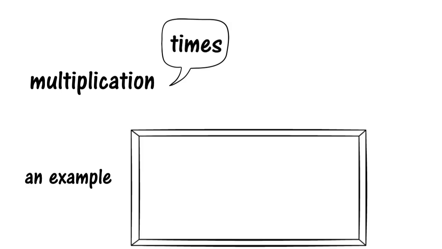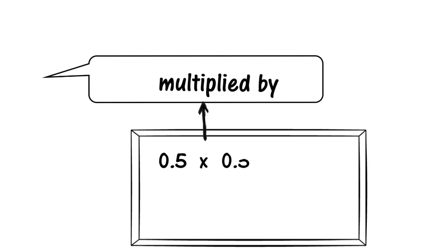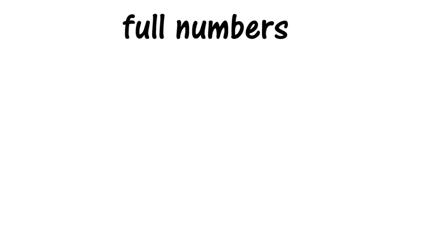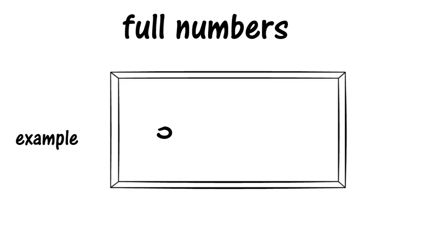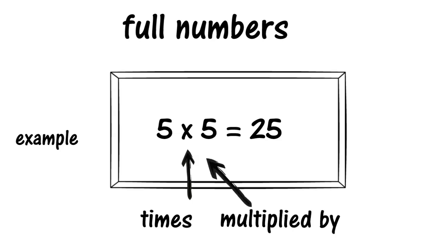In multiplication, we say times or multiplied by. An example, 0.5 times 0.5 equals 0.25. We can also say 0.5 multiplied by 0.5 equals 0.25. We can use this with full numbers also. For example, 5 times 5 equals 25, or 5 multiplied by 5 equals 25.